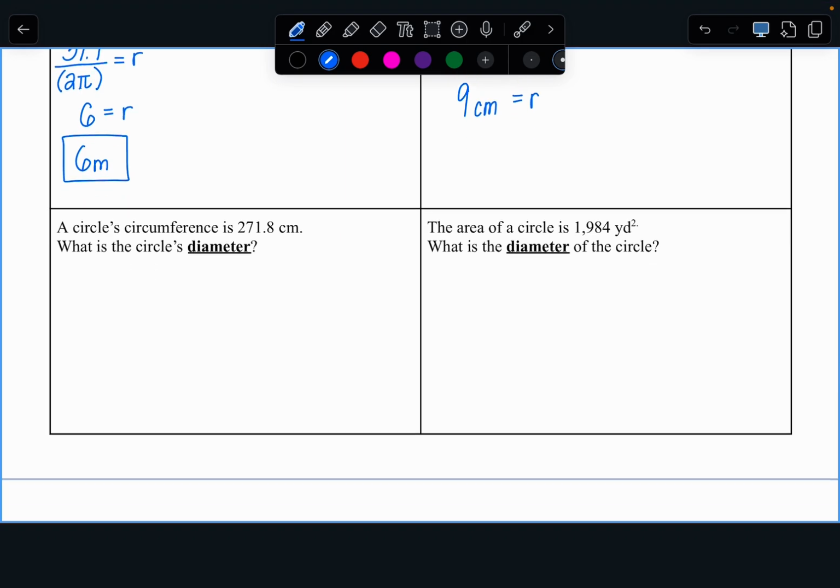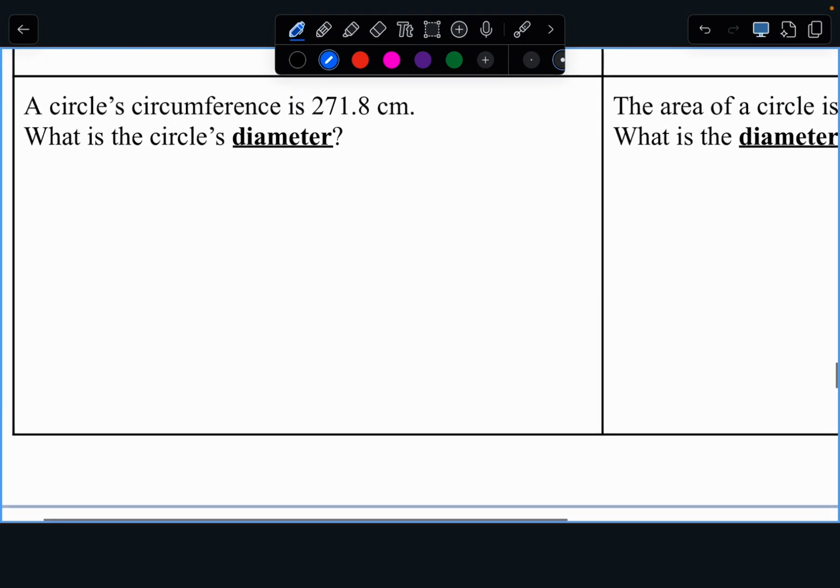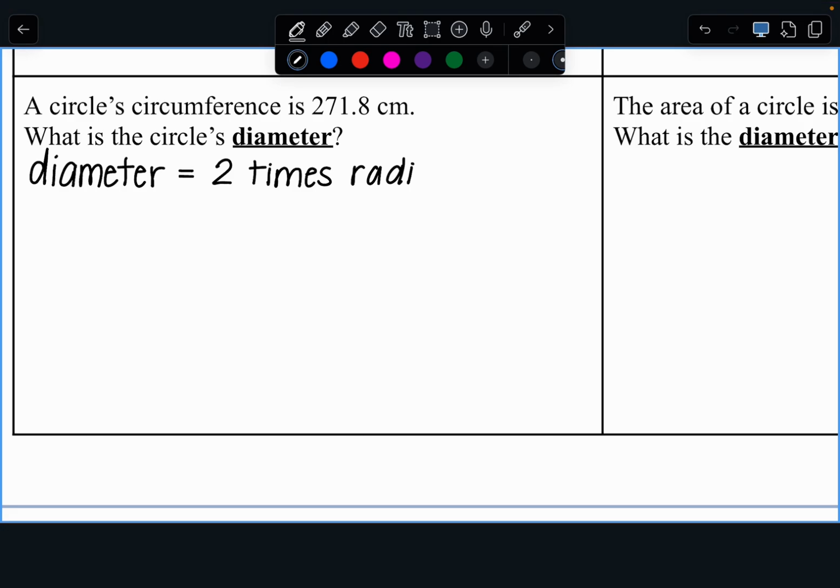Okay. What does diameter mean? Diameter is equal to 2 times your radius. So essentially what we're doing is trying to find our radius and then multiply it by 2.